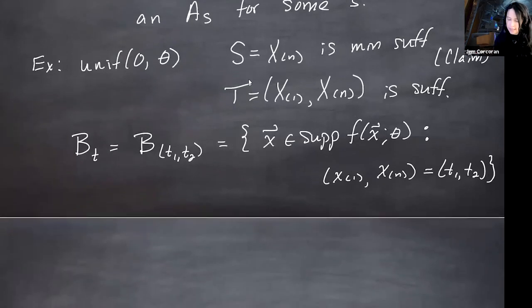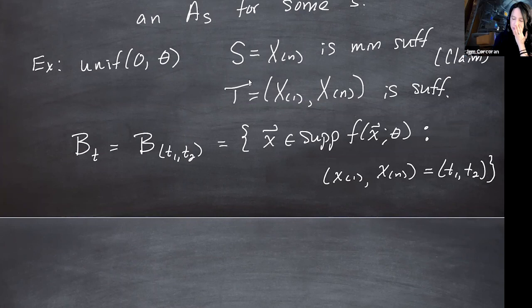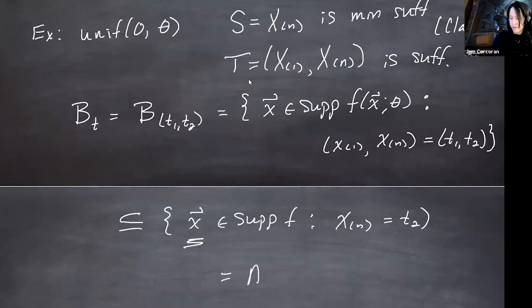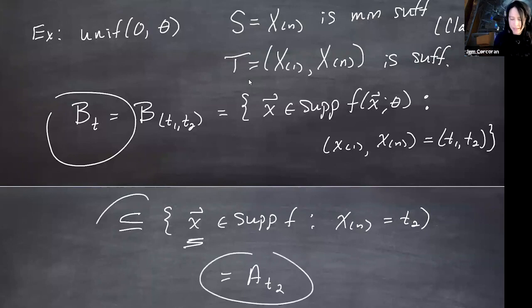And this is kind of more restrictive than... I can say that, what am I trying to say? Oh, yeah, I'm trying to say this is a subset of the x's in the support of F, for which the maximums of those vectors map to T2, which is the definition of a T2. So starting with any BT, we're able to find an A that contains BT.